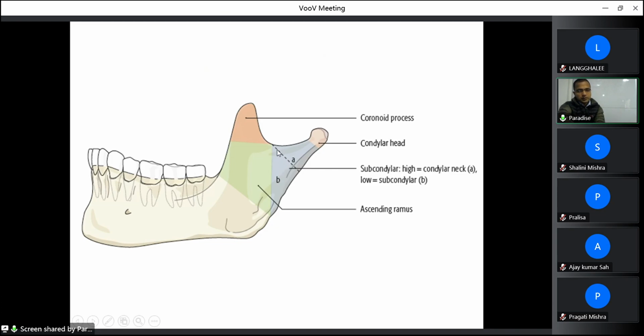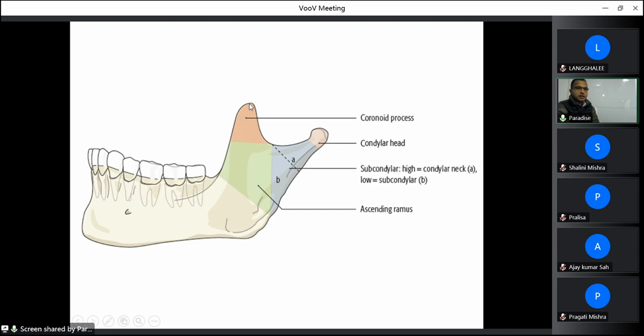And if the fracture takes place above this sigmoid notch and below the attachment of the capsule, then such a fracture is known as a condylar neck fracture. It is also known as high condylar neck or low condylar neck fracture. And if the fracture is present in this area, as shown in green color, it is known as a ramal fracture. And if the fracture is in this area, then it is known as a coronoid process fracture.